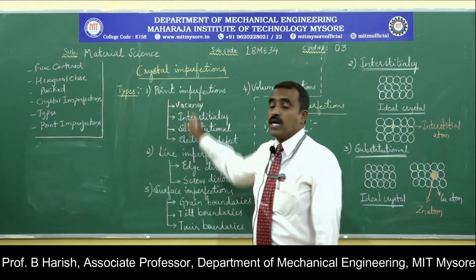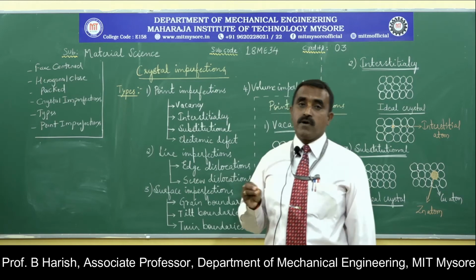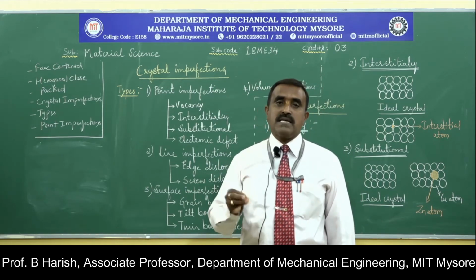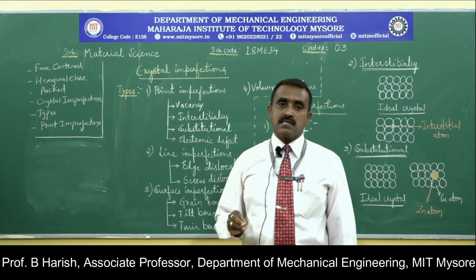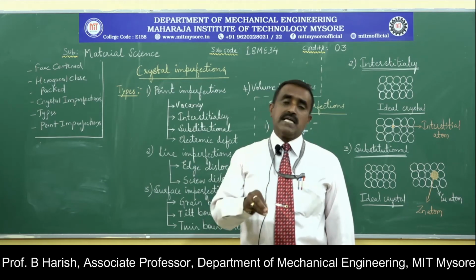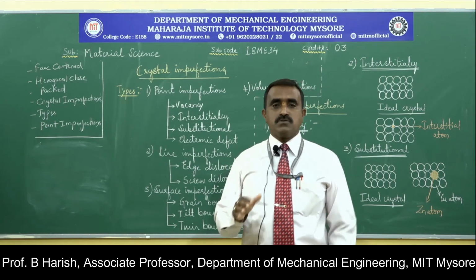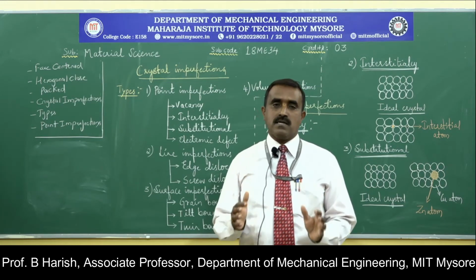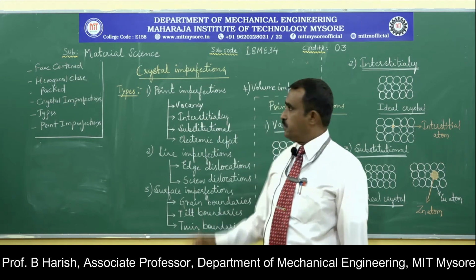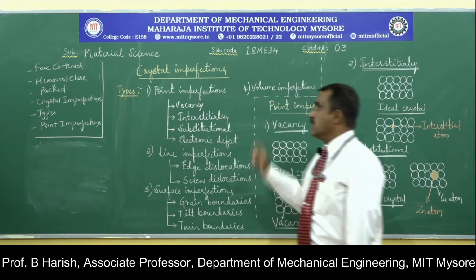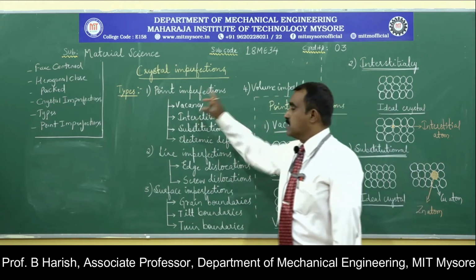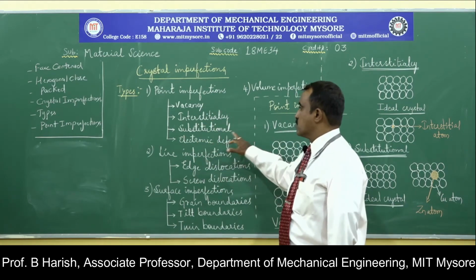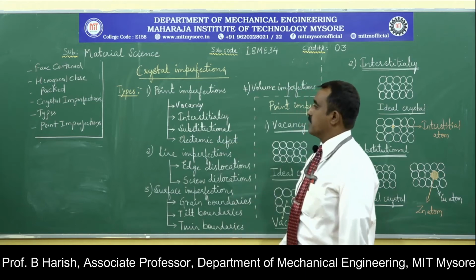So that is called point imperfection, a localized imperfection. It is caused at a particular point, or seen at a particular point in the crystal structure. Though it is caused at a particular point, it will affect the crystal structure to some extent, hence we call that an imperfection. In the case of point imperfection, we have four types: vacancy, the first one; second, interstitial; third, substitutional; fourth, electronic defect.